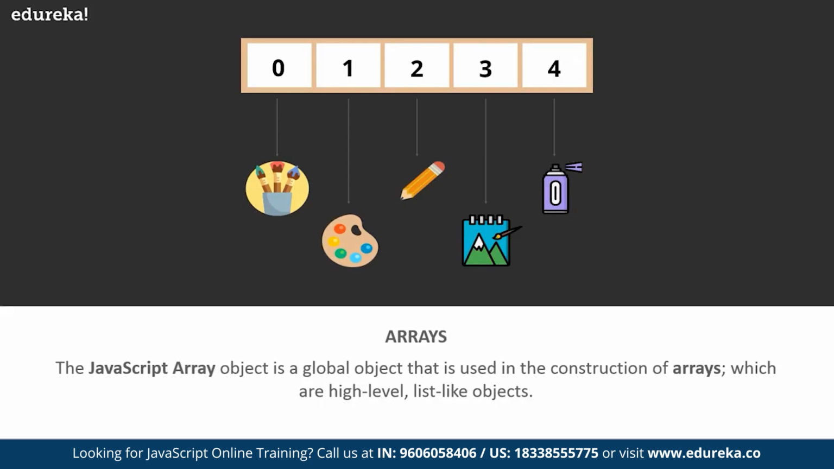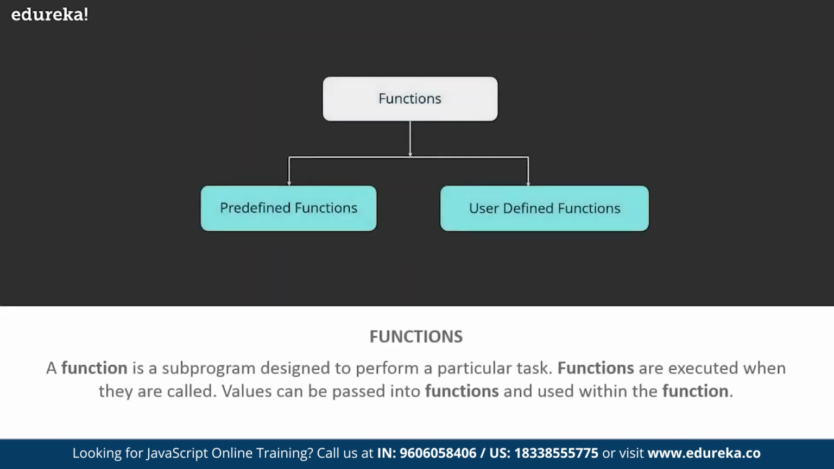Now it's time to move on and have a look at functions in JavaScript. So functions in JavaScript are divided into two different types. First, we have the predefined functions, and then we have certain user-defined functions. So basically, a function is a subprogram designed to perform a particular task. Now, functions are executed when they are called, and values can be passed into functions and used within them.